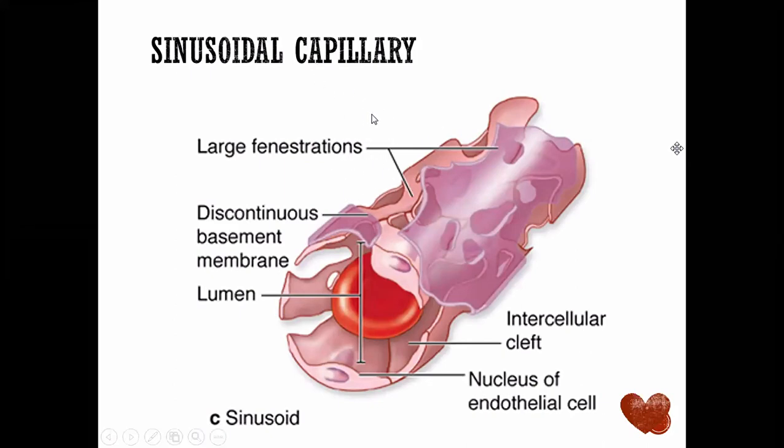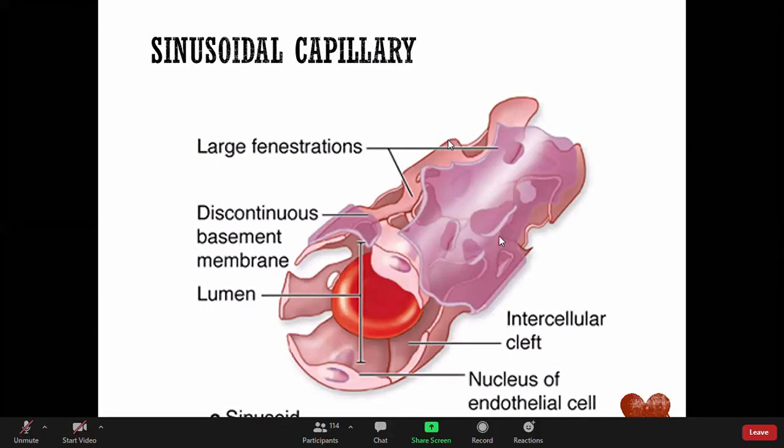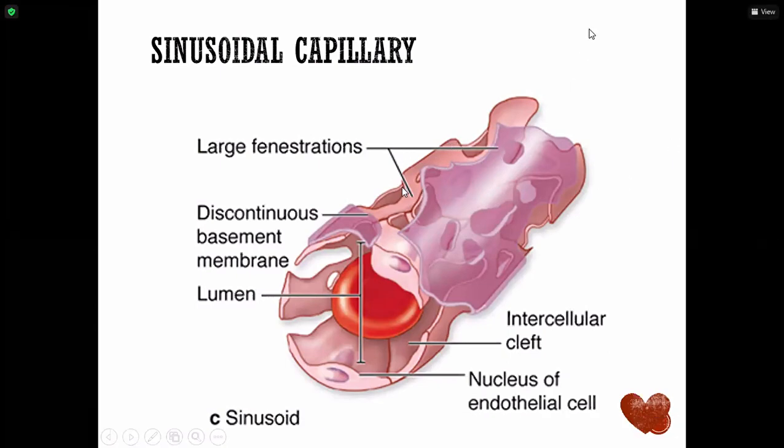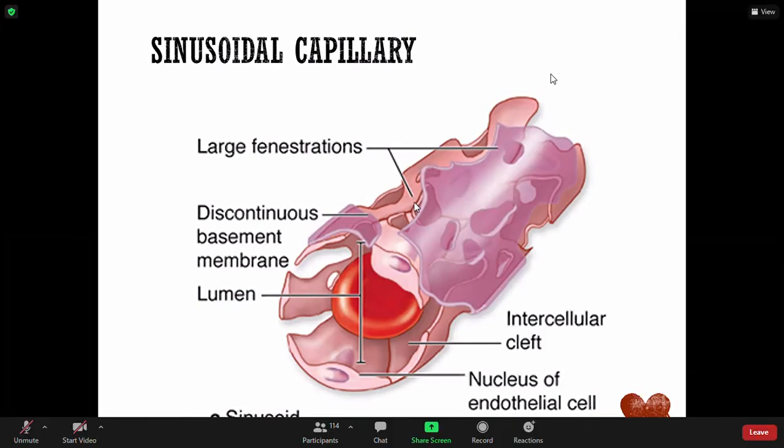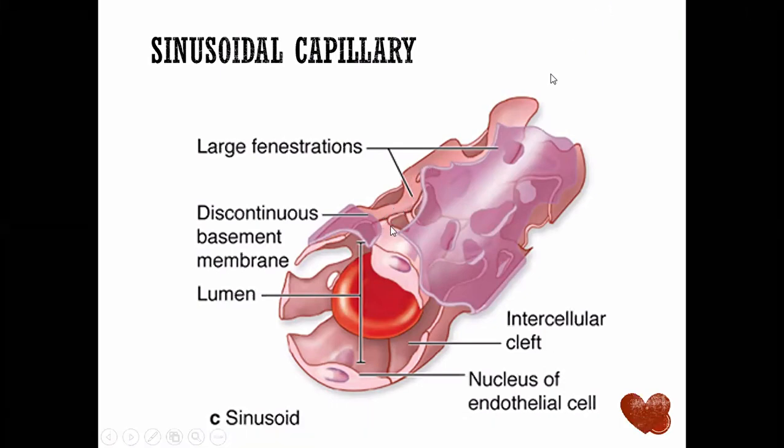Sinusoidal. These are the large penetrations. Malalaki. Discontinuous. Hindi magkakarugtong sila. The basement membrane is discontinuous. And then you have your intercellular cleft and the nucleus of the endothelial cell. By the picture alone, you can easily describe them.